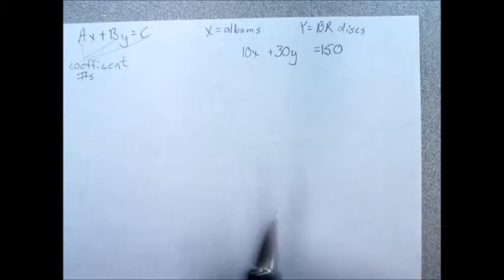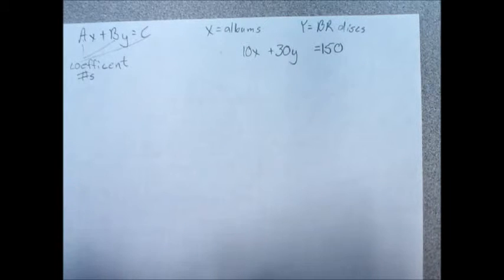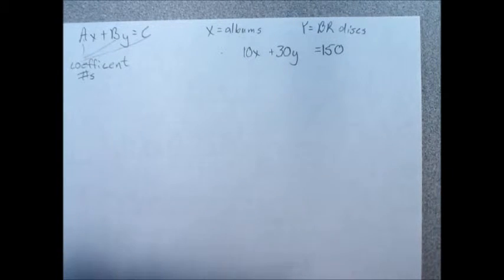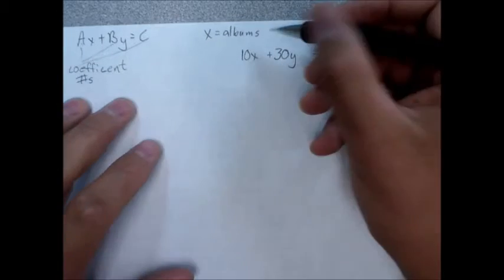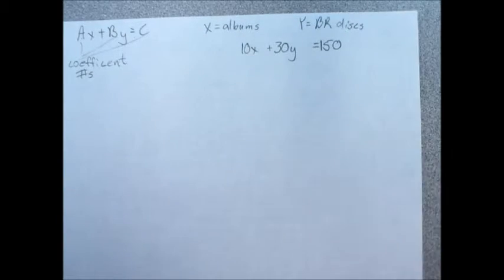Everybody see kind of where that equation comes in, Ashley? Do we see where that equation came from? Please explain it to us. 10 stands for what? Please pay attention so that you're not lost. 10 is the amount of dollars that I'm spending on albums. What is 30? It's the amount that we're spending on the DVDs. So X stands for number of albums. Y stands for number of Blu-ray discs. 150 is the total amount she's going to spend.